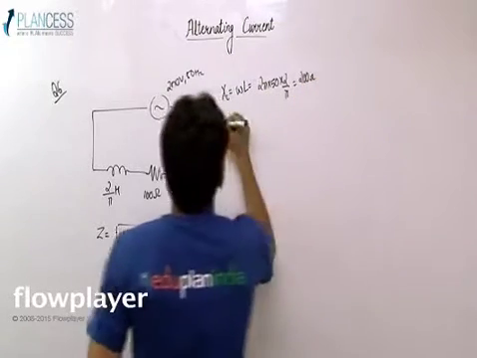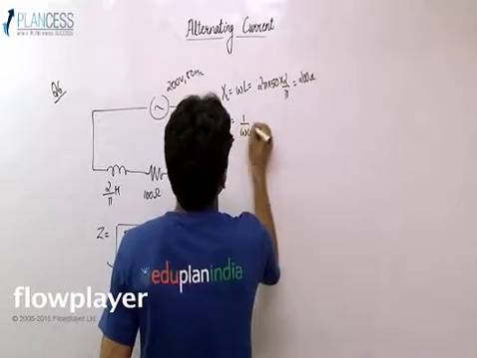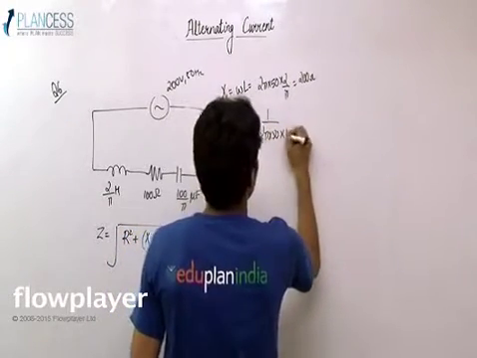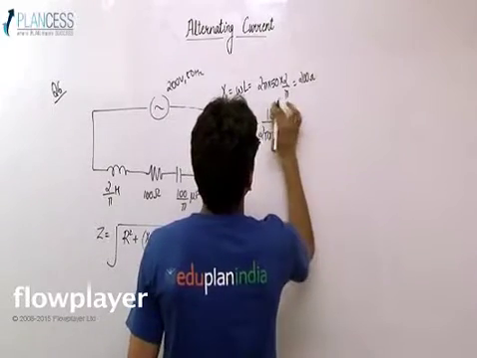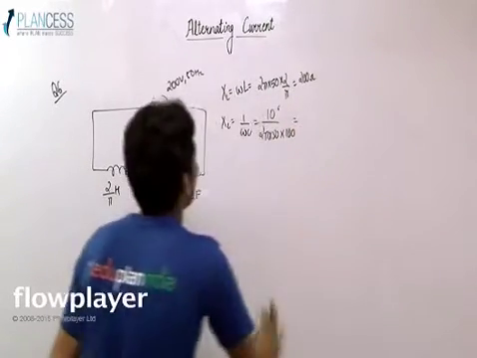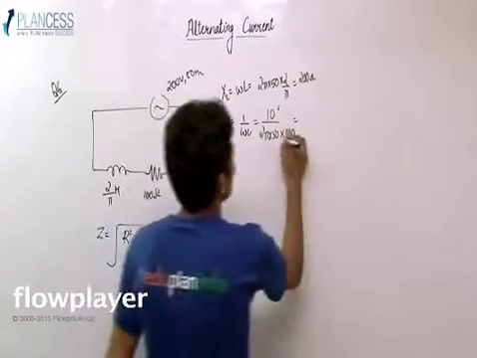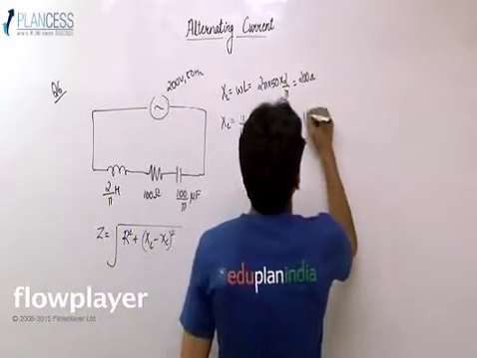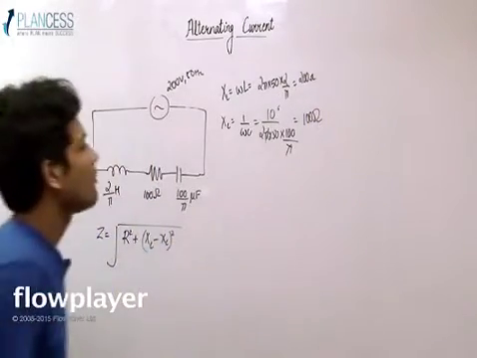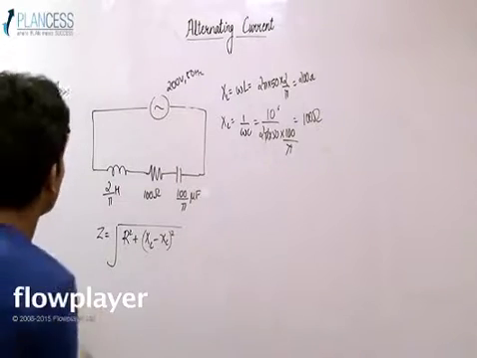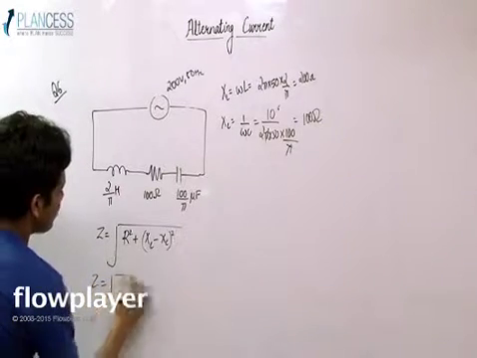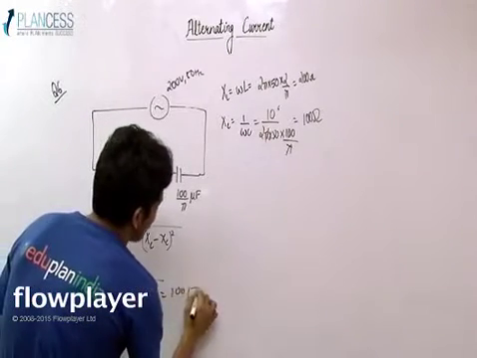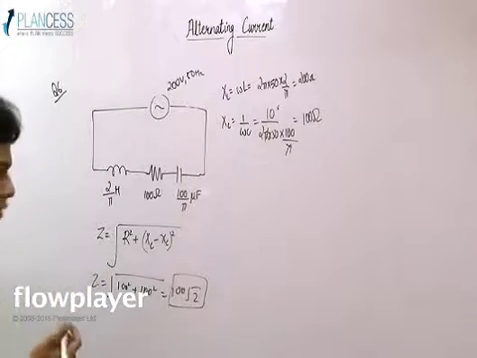So this would be 200 ohm, and XC would be 1 by omega C, that is 1 by 2 pi into 50 into 100 by pi microfarad, which is 10 to the power minus 6. So pi gets cancelled out, and this would come out to be 100 ohm. So XL comes out to be 200 ohm and XC comes out to be 100 ohm. So if I want to calculate Z, I'll get Z equals root over 100 square plus 100 square, which would be 100 root 2. So this is the value of the impedance.